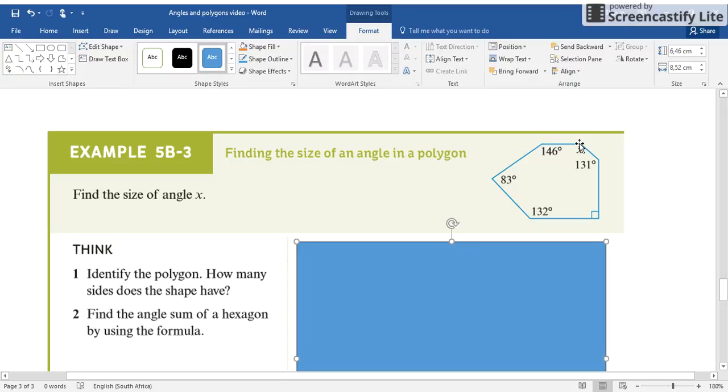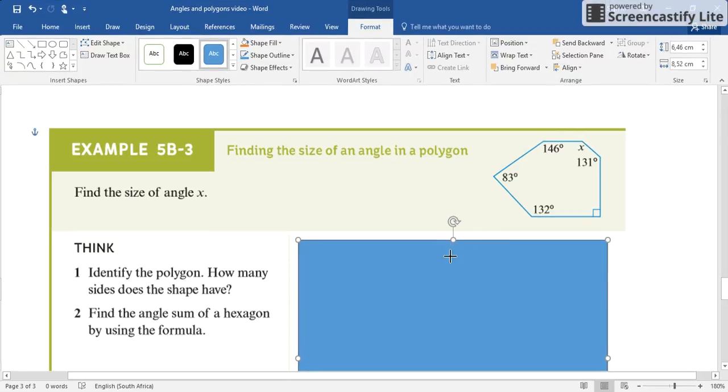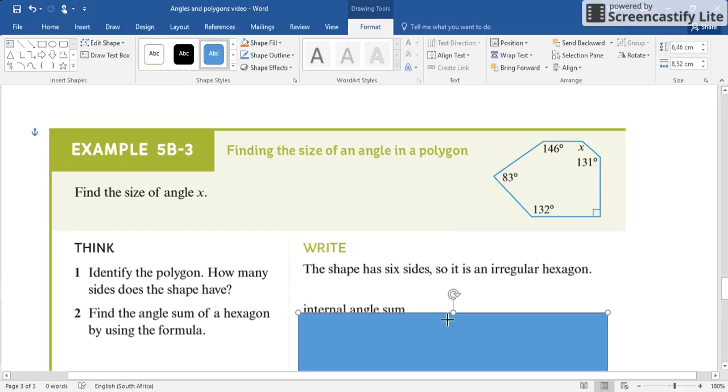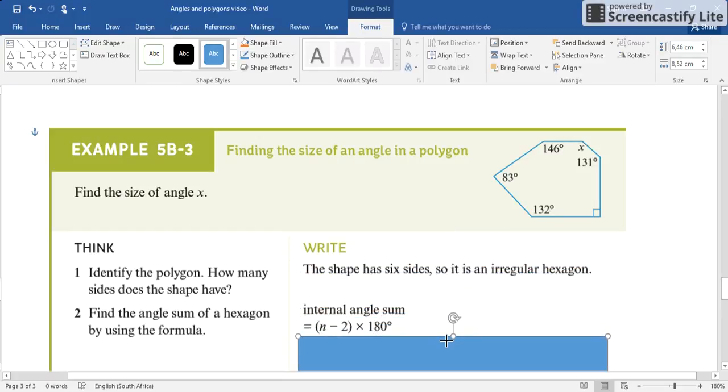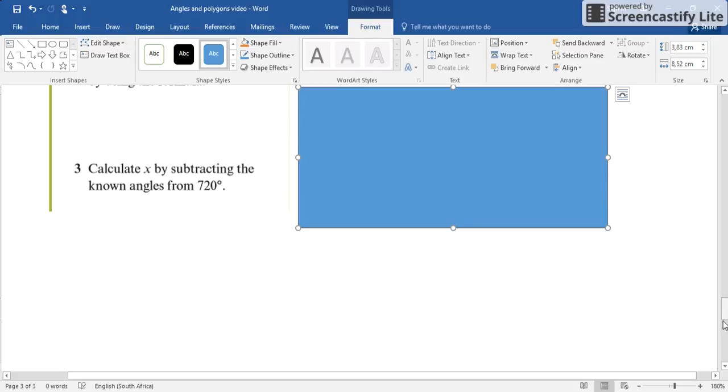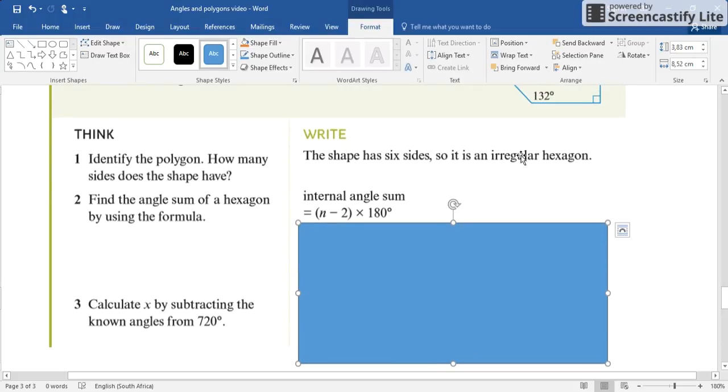So if you count, it's got 1, 2, 3, 4, 5, 6. It's got 6 sides. Now, our formula that we use when it's irregular is brackets n take 2, which is your number of sides, times 180 degrees.